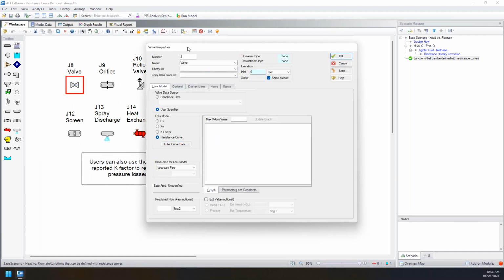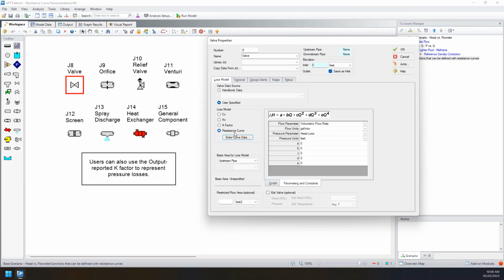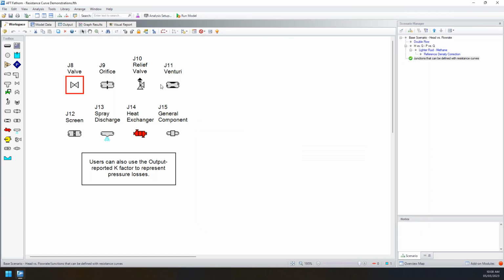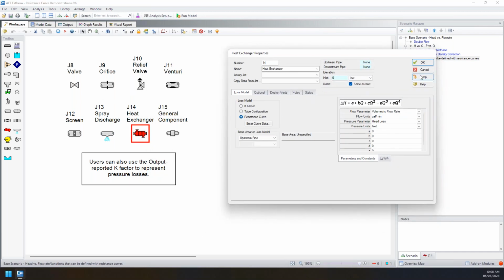So with valve losses, for example, we could use valve data sheets to specify a CV, or we could use a K-factor instead if we have a kind of rule of thumb K-factor. But again, in the effort of perfectly calibrating a model, especially if you do know a head loss at a flow rate, you can define those components with the resistance curve rather than determining what the equivalent CV is or the equivalent K-factor. It saves you that step. So we can do that with a valve, with a lot of our other valve components like relief valves as well, orifices, screens, sprays. Heat exchangers are a very common one that you would define with a resistance curve.